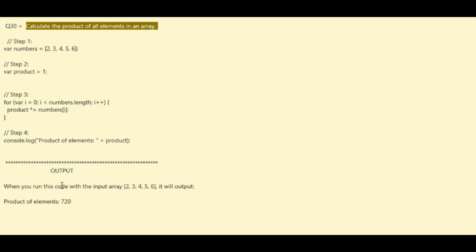So when you run this code with the input array 2, 3, 4, 5, 6, it will show you the product of elements is 720. So question number 30 is over, and let's move on to question number 31. Okay.